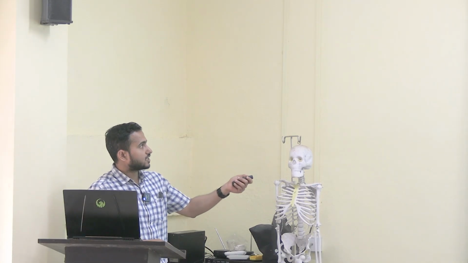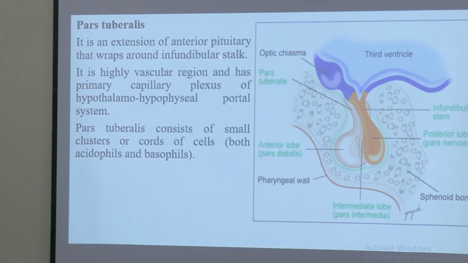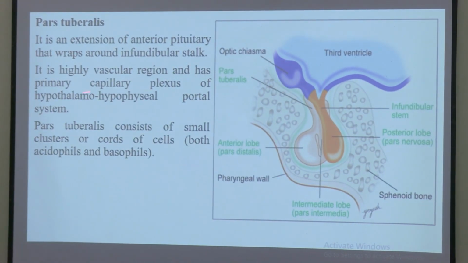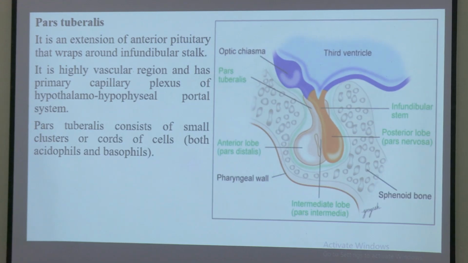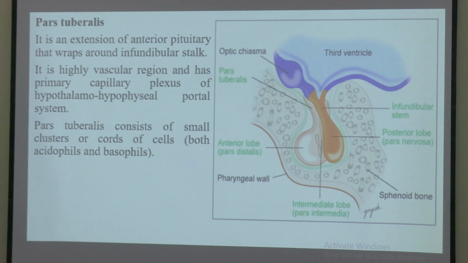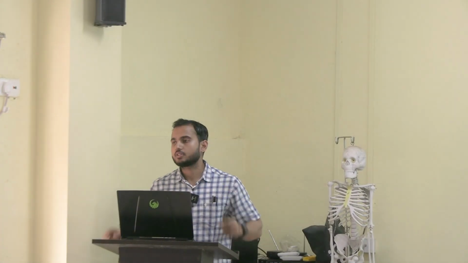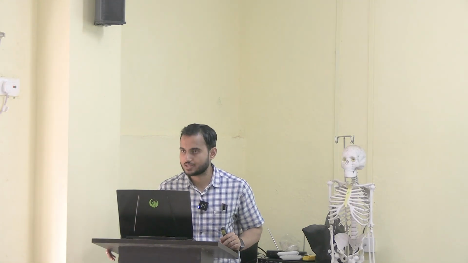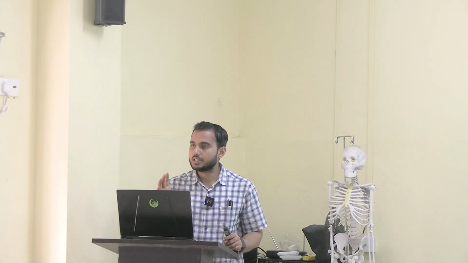So you can see it is an extension from the anterior pituitary, wraps around the infundibular stalk, highly vascular region, and has primary capillary plexus of hypothalamo-hypophyseal portal system. Any organ where portal system is present, उसका speciality होता है, 2 different types of plexuses will be there. अगर 2 plexus connected by a set of veins होता है, okay, that is the speciality of portal venous system. Here also same thing is taking place.